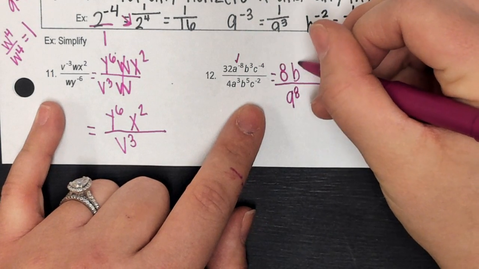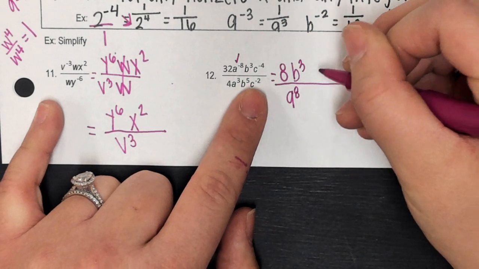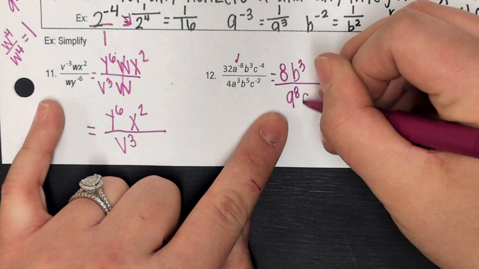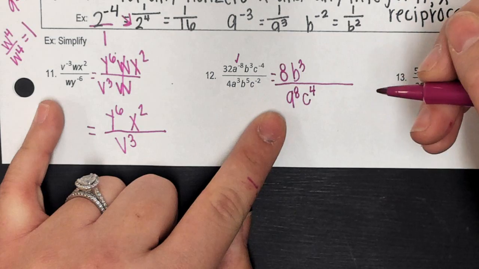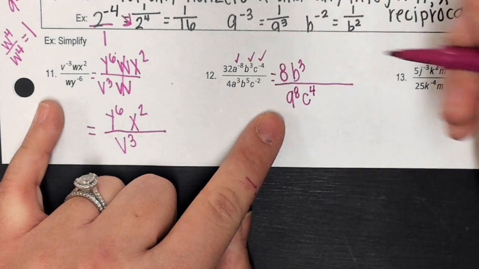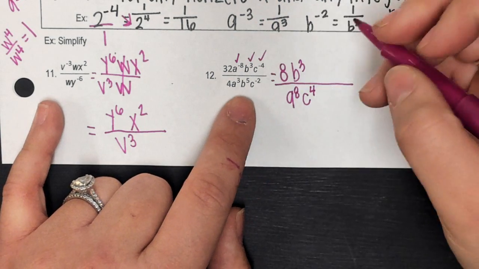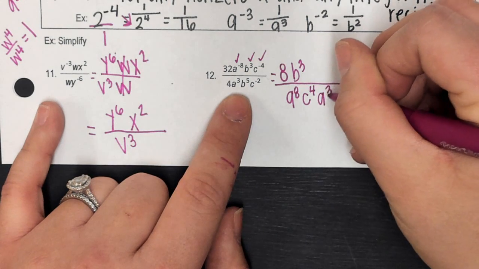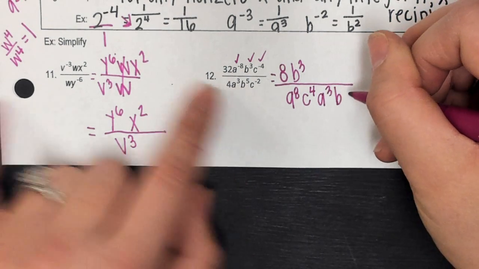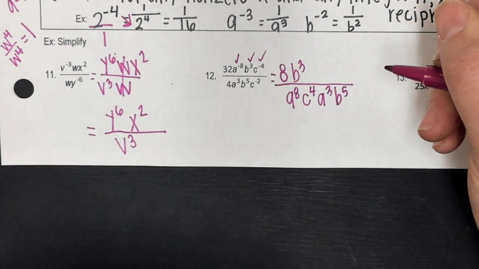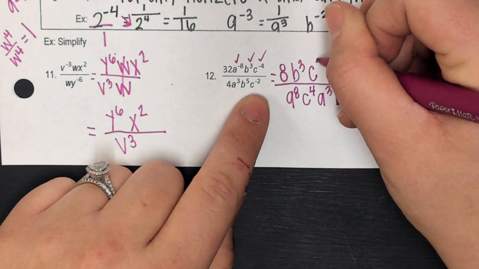B to the 3rd can stay. C to the negative 4th needs to go to the bottom. A to the 3rd can stay on the bottom. B to the 5th can stay on the bottom. But C needs to go to the top.